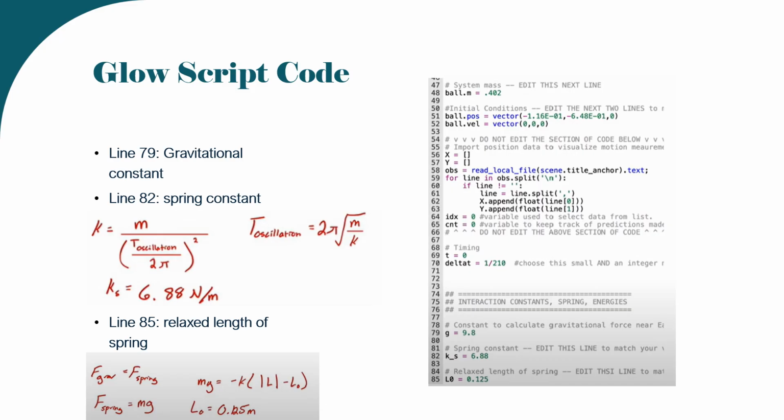So for the GlowScript code, we changed line 79 and 82. Line 79 we replaced with the gravitational constant, and line 82 we changed with the spring constant, and we solved it as you can see in this picture. Line 85 we also had the relaxed length of the string, which is also written based off the initial conditions we knew of.